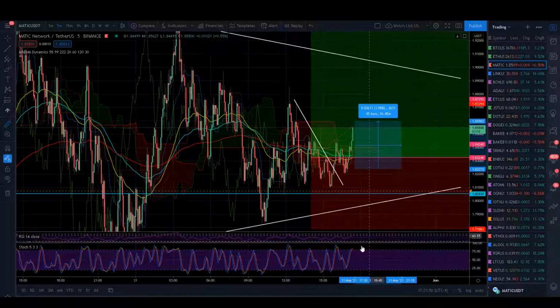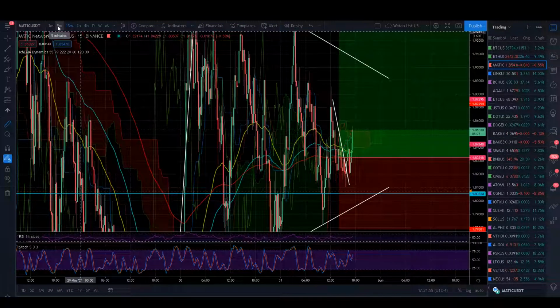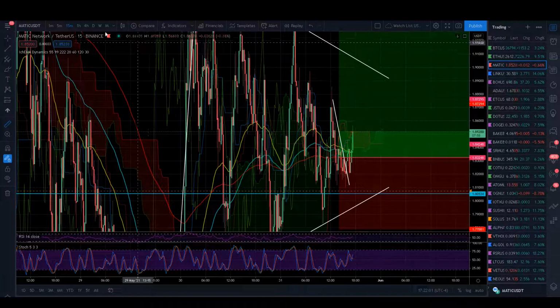Now, the 5-minute is reaching those higher levels on the Stoke. I mean, this was intended to be, I'm teaching you about scalping, right? On the short term, lower time frames.